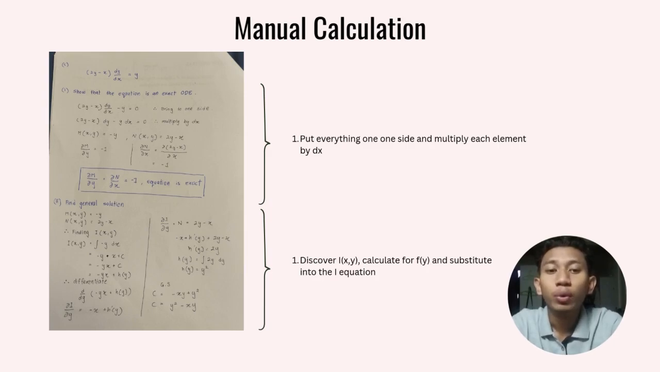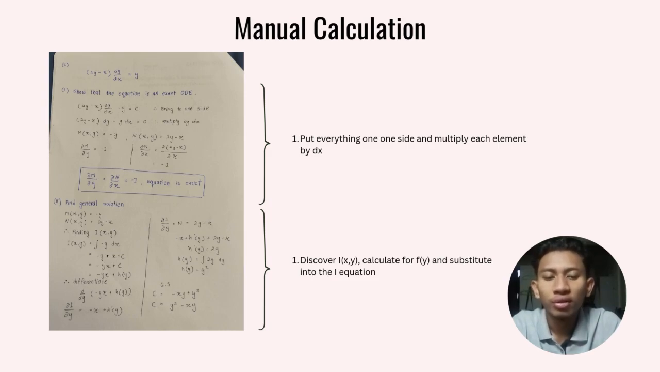For question 1c, we are given (2y minus x) dy/dx equals y. To prove it is an exact ODE, we first move everything to one side. Then multiply the whole thing by dx and separate it into N and M equations. With both sides giving the same result of negative 1, the equation is an exact ODE.